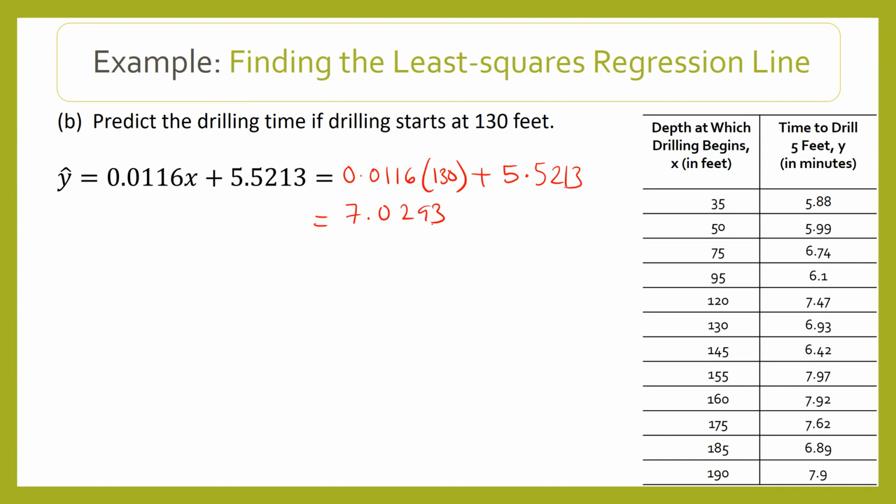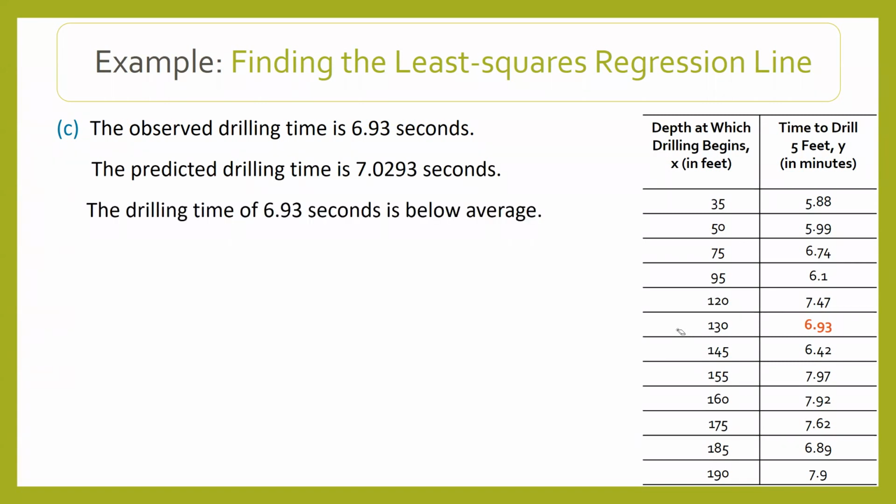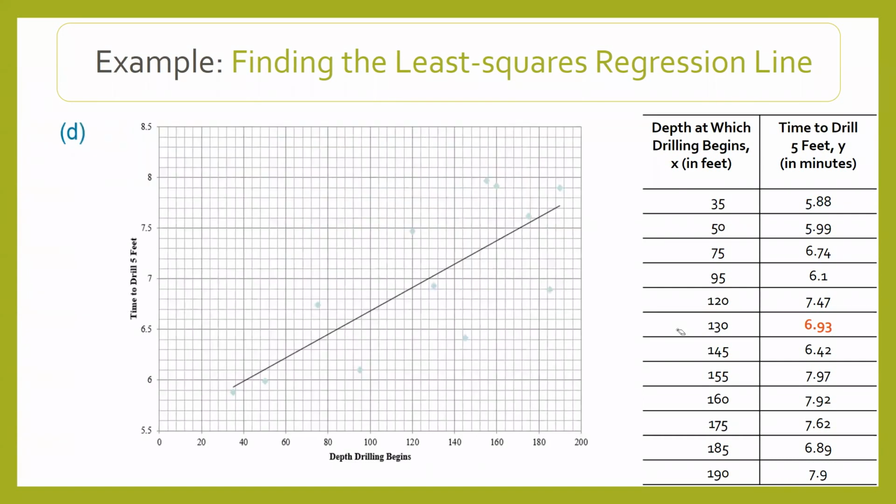Okay. The observed drilling time is 6.93 for 130 feet. So if I have 130 feet here to my right, the observed drilling time is 6.93. All right, but what we got in the predicted one is 7.0293. Therefore, the drilling time of 6.93 seconds is below the average. And if you plot that line, you'll get this relation. This will be the best line fit.